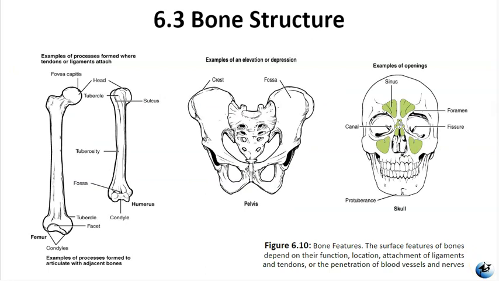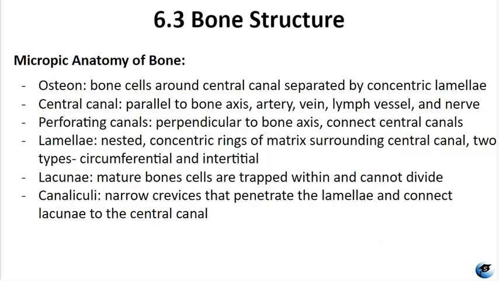Tuberosities, crests, and foramina accommodate specific functions like providing leverage for muscle attachment or allowing passage for blood vessels and nerves. The arrangement and prominence of these features reflect the bone's functional demands and anatomical relationships within the body. An osteon consists of bone cells organized around a central canal and separated by concentric lamellae. This central canal, also known as the Haversian canal, runs parallel to the bone's axis and harbors essential structures like arteries, veins, lymph vessels, and nerves.